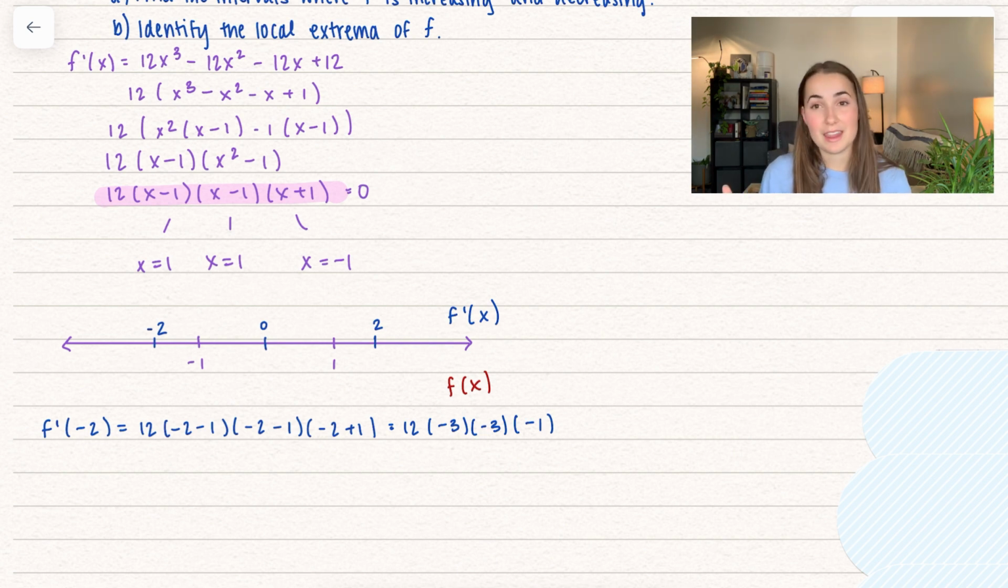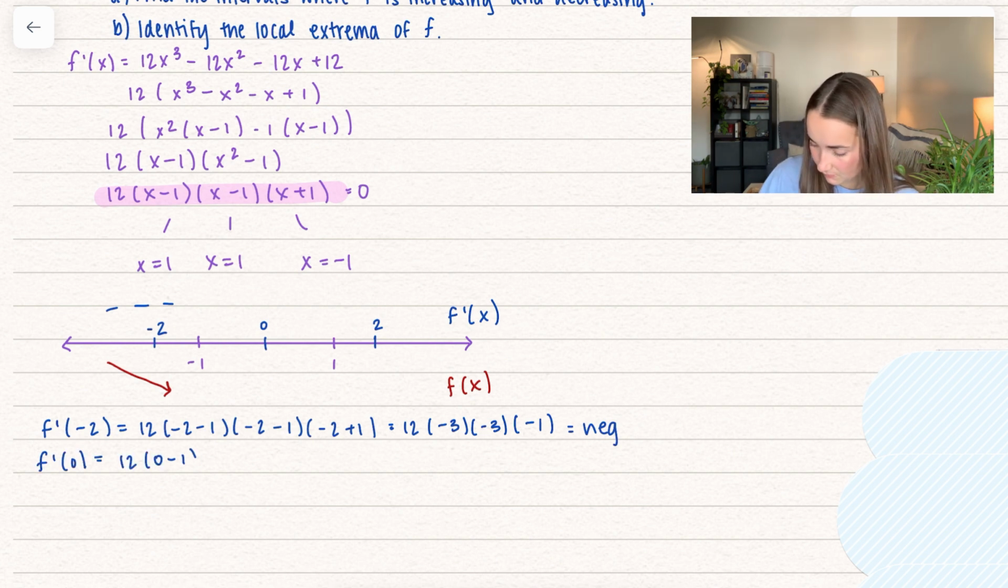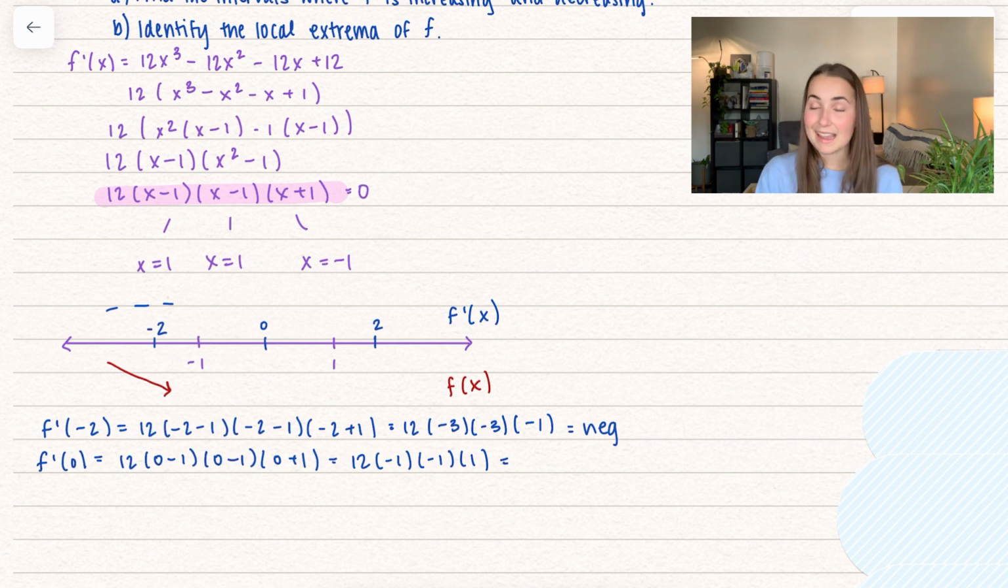Sometimes I don't care to do all the math. I don't want to multiply 12 times 3 times 3. So what I'm going to focus on is if this is positive or if it's negative. Here I have 3 negatives, which is going to result in a negative value. So my derivative is negative, and that means my function is decreasing. I'm going to do the same thing with our other two values. Again, here I have 2 negatives, which is going to result in a positive value.